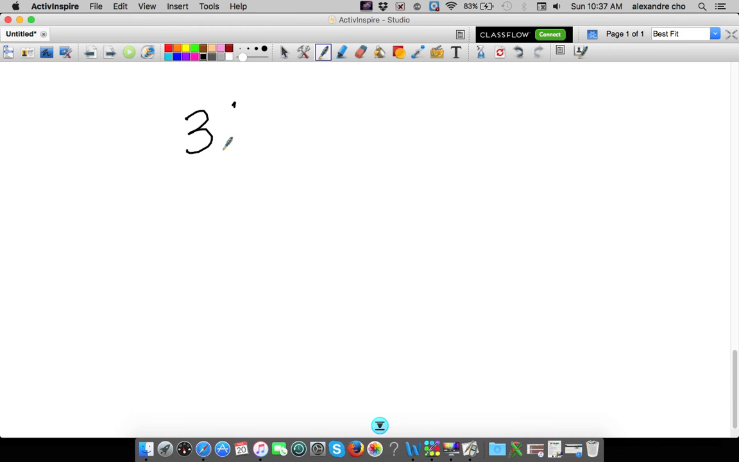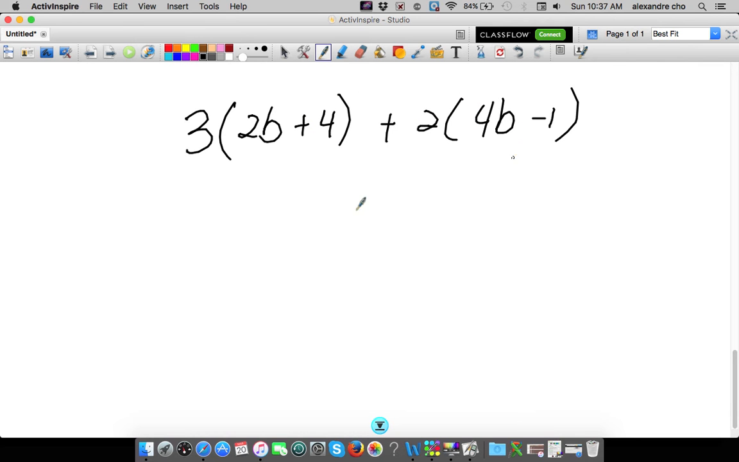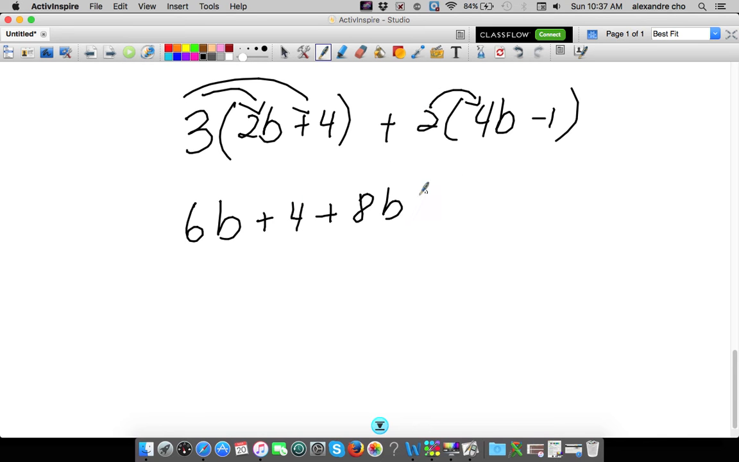Combine again. Why are we combining so much? Plus 4b minus 1. This one has a subtraction sign, so be very careful. So let's do this from the beginning. 3 times 2b is 6b. 3 times 4 is plus 4. Plus 2 times 4b is plus 8b. This one's going to be a minus, and 2 times 1 is just 2.